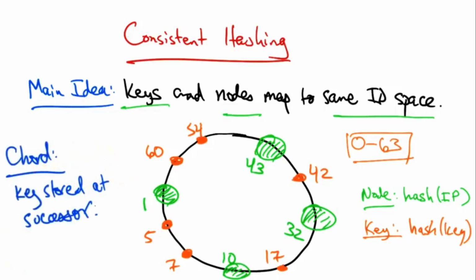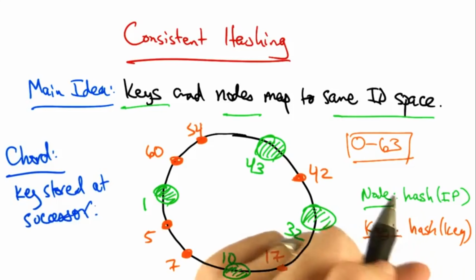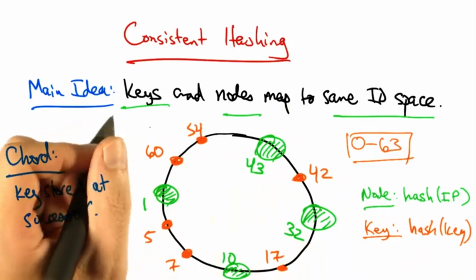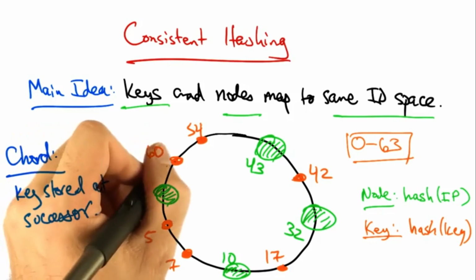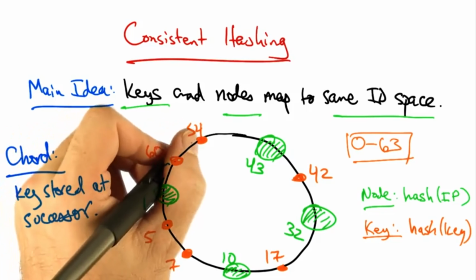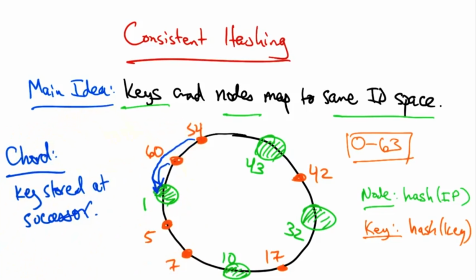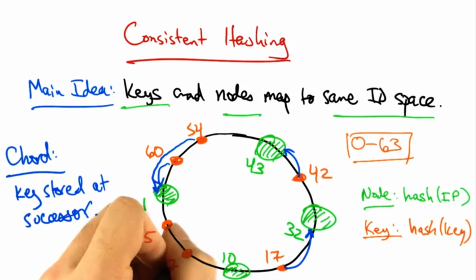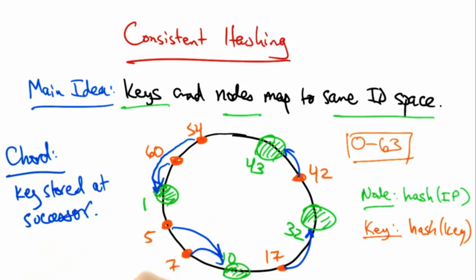The idea in CHORD is that a key is stored at its successor, which is the node with the next highest ID. So for example, the key corresponding to the key ID of 60 would be stored at the node with the node ID of 1. Similarly, for the key with the key ID of 54, 42 would be stored at the node with the node ID of 43, 17 at the node with 32, 7 and 5 at the node with ID of 10, and so on.